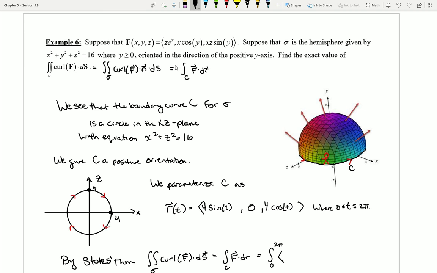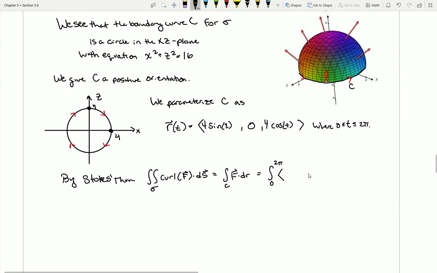So if y is 0, that's just going to be e to the 0. That's a 1. So this first component is just z. So this is going to be 4 cosine of t. Actually, I'm going to go ahead and rewrite all of this on a new line just so I make sure I have enough space. So let me go ahead and move this down here. So 0 to 2 pi, and I know I'm going to have a 4 cosine of t.